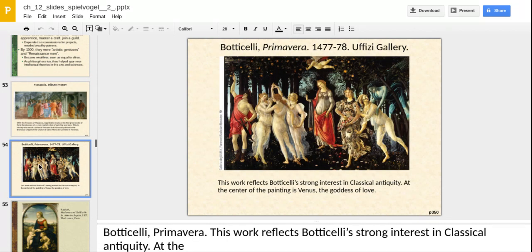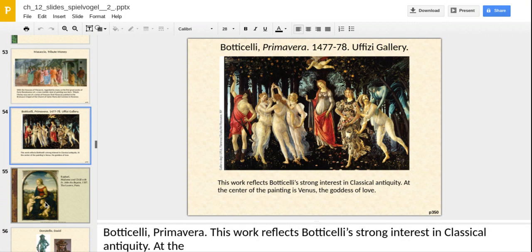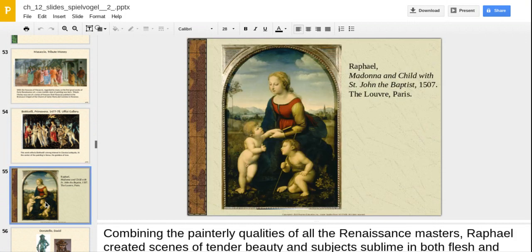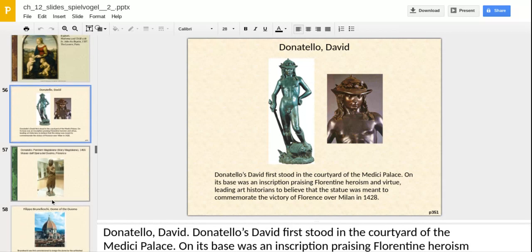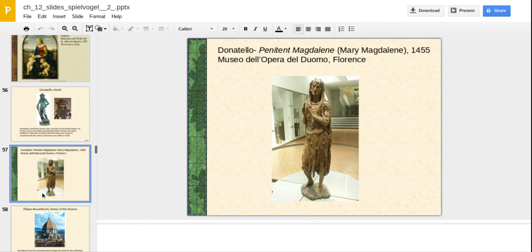And again, you can look at these paintings in more detail by pushing the pause button. For the sake of brevity and keeping this short as possible, we'll not spend a lot of time on them. Raphael here with the Madonna and Child. Here is Donatello's David, which is not to be mistaken for Michelangelo's David, which comes a little bit later in the High Renaissance, which is a little better art, actually.